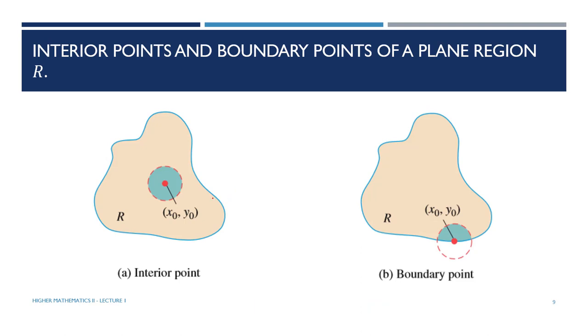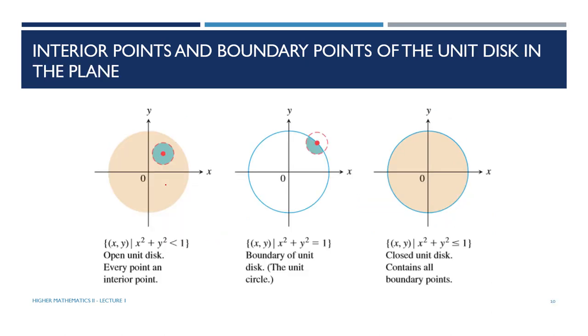And here another example: graph interior and boundary points of a plane region. So this is an interior point, and that one is a boundary point. If you see an interior point, it's located in the interior. But in this case, half of the radius is outside of this plane region. So this one is called boundary, and this is called interior.